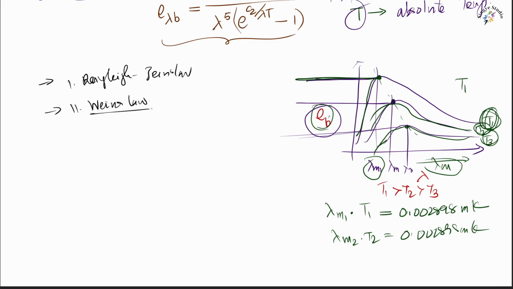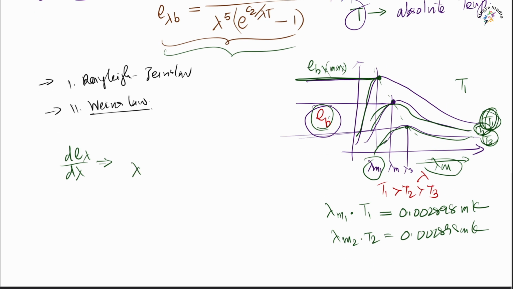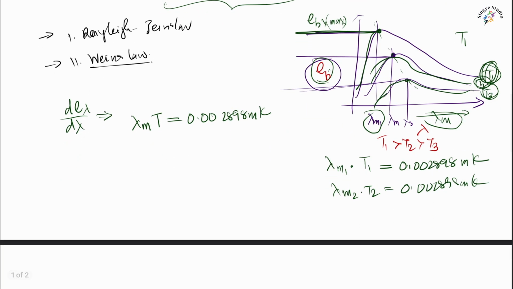Then we found the point where, at a certain temperature T1, we get the E_b max. This is by using Planck's law, and what we did is differentiate it to get the maximum value. When we did this, we got exactly Wien's displacement law, 0.002898 meter Kelvin. So lambda max takes place when lambda max equals 0.002898 divided by T.